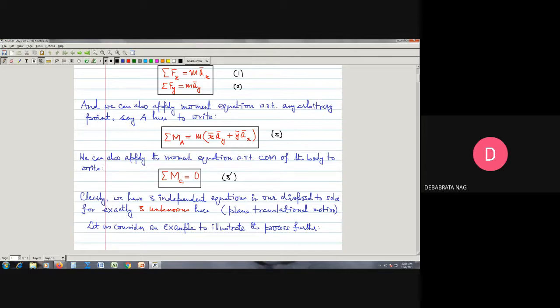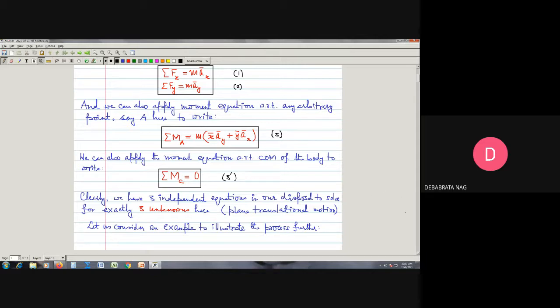So let us consider an example of this problem of plane motion, I mean to say plane translational motion, to illustrate our process further. But before we proceed to discuss an example, again I will remind you that our problem may take care of the rectilinear translational motion, and it can be the curvilinear translational motion also.